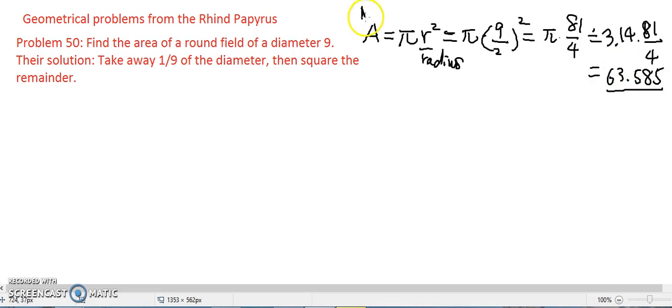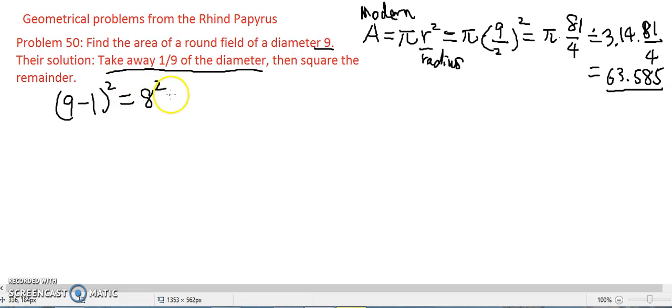So if we look at the Egyptians' way, which is right here, that's their solution. Take away 1/9 of the diameter. So we're going to take 1 away from 9 in this case, and then square it. So we get 8 squared, that's 64. And compared to our answer, it's actually pretty close.